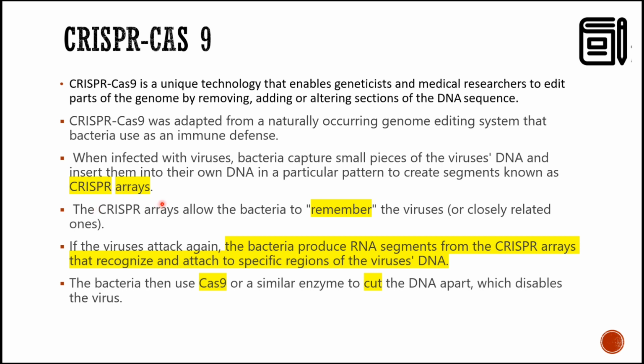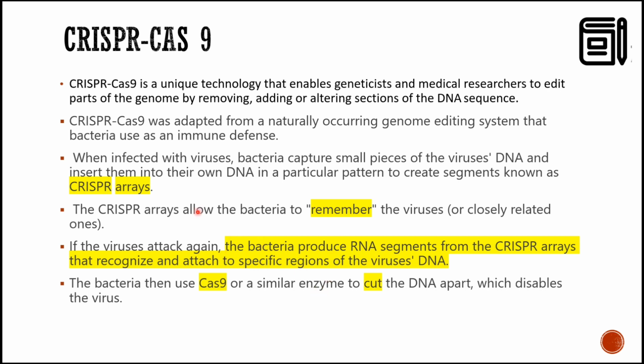There will be many CRISPR arrays in different parts of the DNA, and this allows the bacteria to remember the viruses, I mean, closely related viruses. After a long time, when a virus infects the bacteria again, they remember that they have already been infected with such a virus, and what they should do if the virus attacks again. The bacteria produce RNA segments. This is the most important idea behind this.